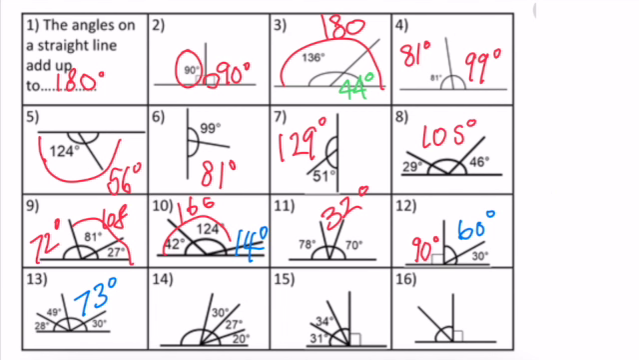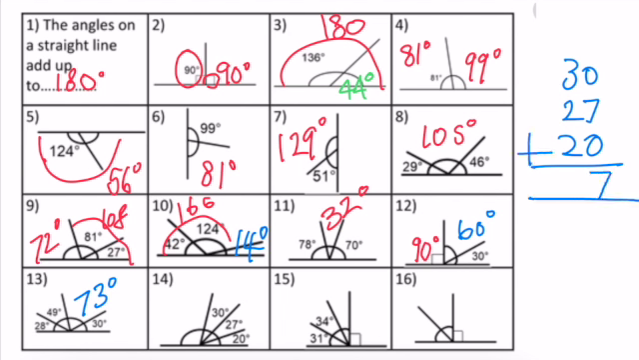We get given 3 angles. 30 add 27 add 20. So that's 7. And then 3, 4, 5, 6, 7. So that's 77.